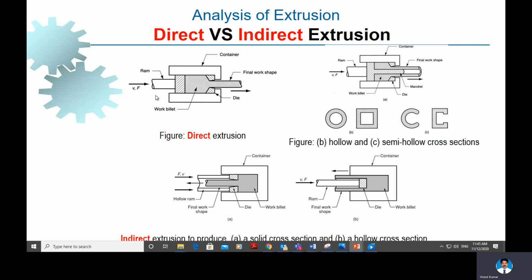As you could see here, if the direction of the ram and the direction of the product are the same, we call it direct. And if the direction of the ram and the product are in opposite directions, as you can see here, we call it indirect extrusion. This is a direct extrusion by which we can produce solid parts like rods, etc.